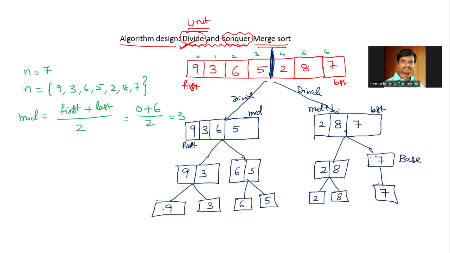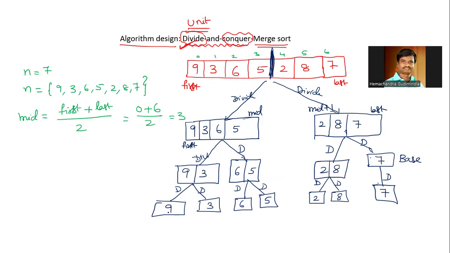Now once you have all the elements, as of now, we have performed the divide operation. This is divide, this is divide, all are divide. So we divided the entire array. Is it right? Now what we will do, we are going to perform the merge.